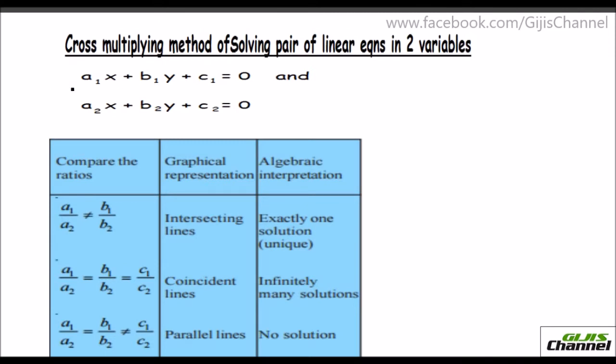That is, it is a1x plus b1y plus c1 equals 0, and the second equation we can take as a2x plus b2y plus c2 equals 0. Here, a1, b1, c1 as well as a2, b2, c2 are all real numbers. a1 and a2 are the coefficients of x, b1 and b2 are the coefficients of y, and c1, c2 are the constants.